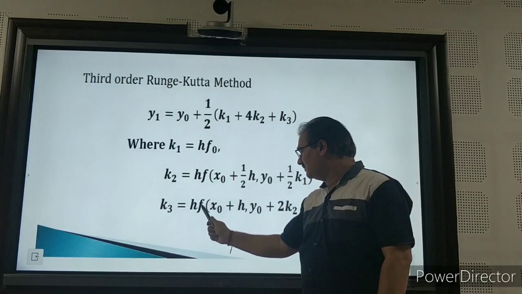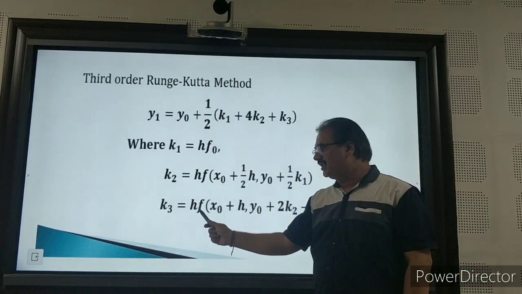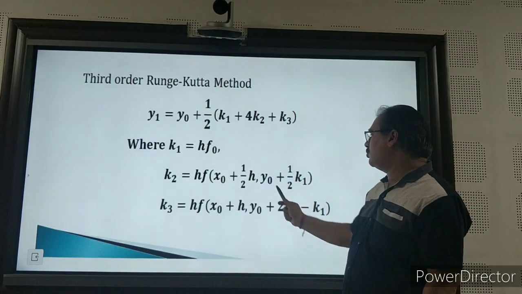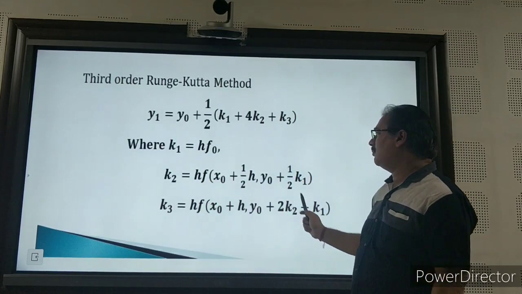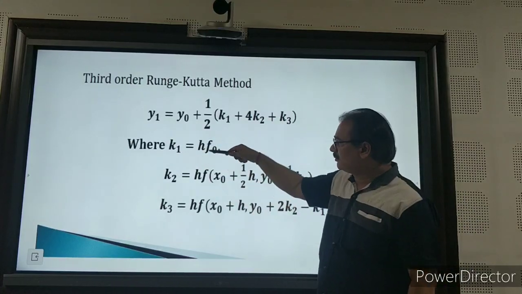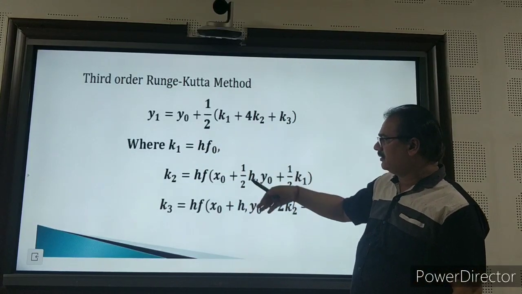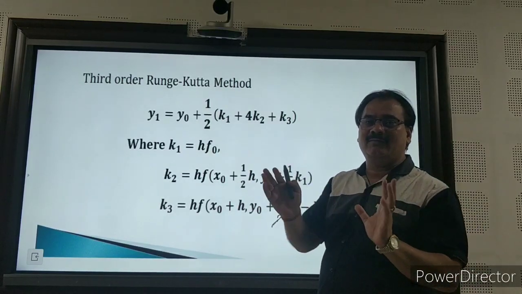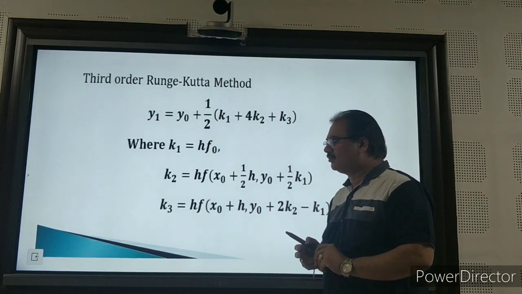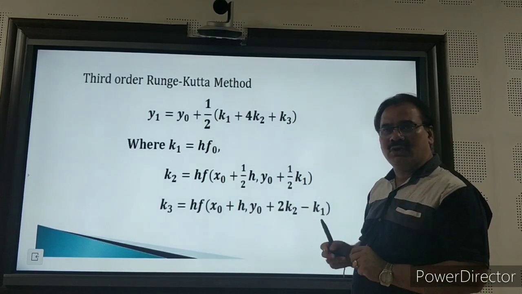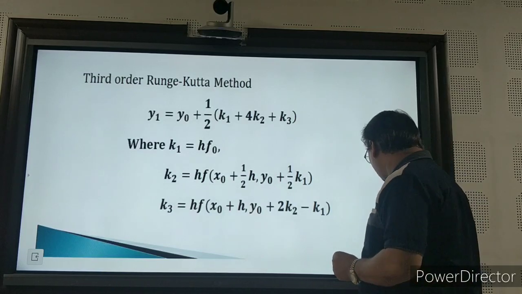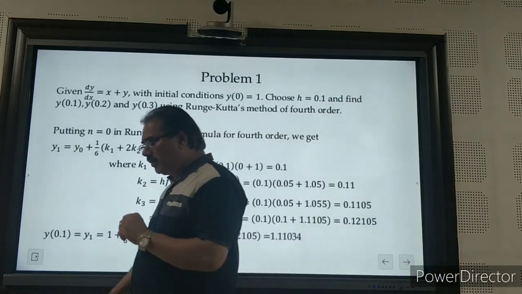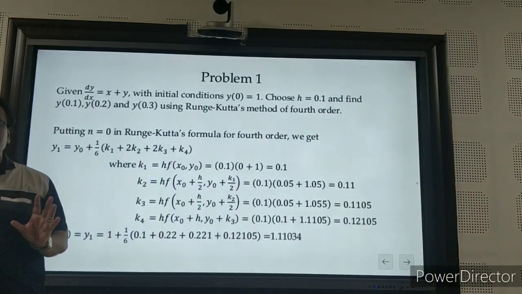But what is k3? Just to look very carefully. So k3 is h f of x naught plus h, comma y naught plus 2k2 minus k1. k2 is here, k1 is here. So just to look how, term by term, he corrected the steps, and he included the more refined form of k1 and k2, and he incorporated all together, and because of that his formula is very powerful.